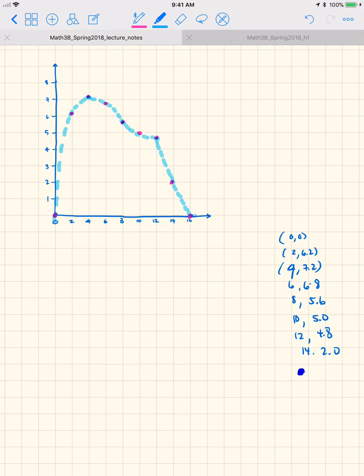Okay. So for the purposes of our formulas, what is our formula going to look like? First of all, what is N?